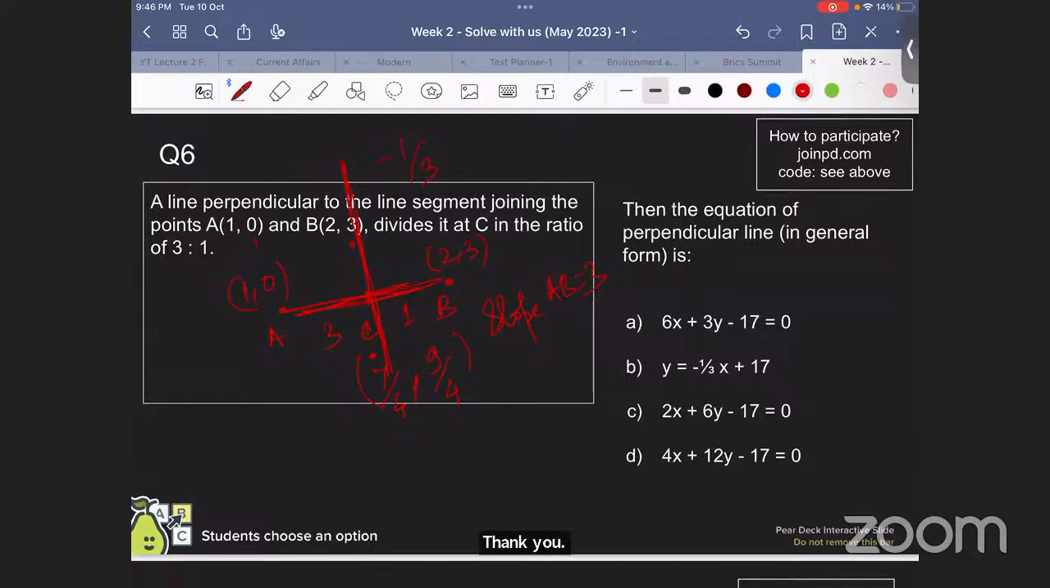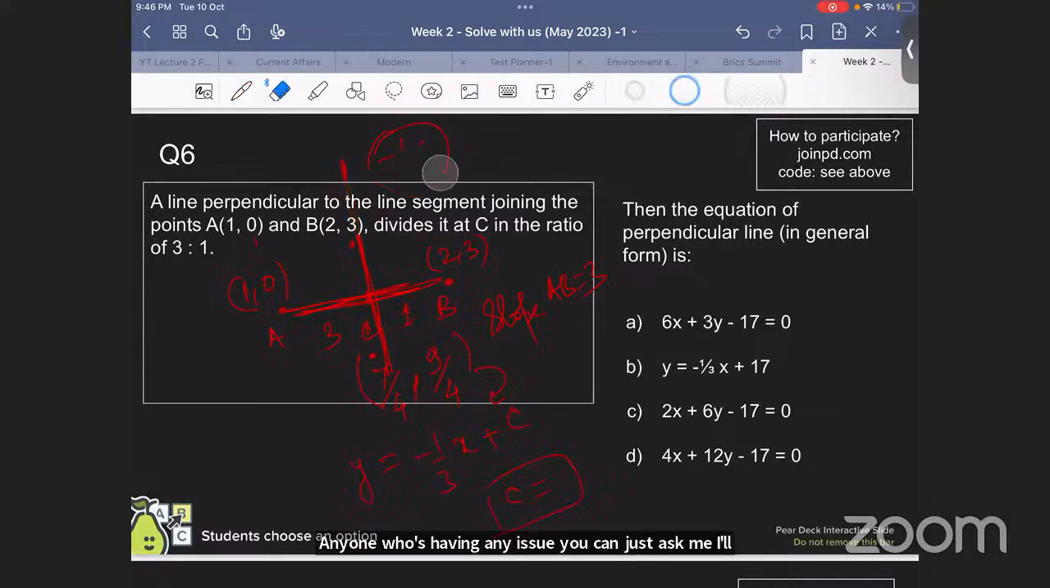Yeah. So you have to just get the equation of a line that has a slope of minus 1 by 3 and that passes through 7 upon 4 and 9 upon 4. So y equals minus 1 upon 3 x plus c. Just put the value here, you will get the value of c. Correct? Is anyone having any issue in solving this problem? You can just ask me, I'll explain it again.